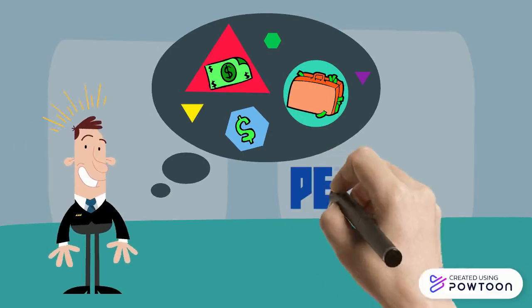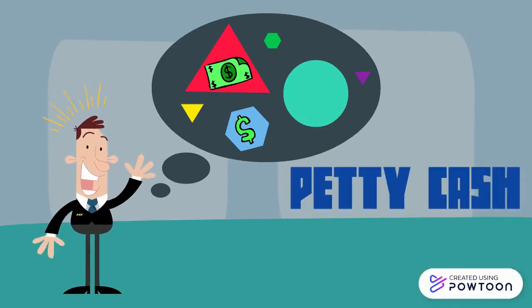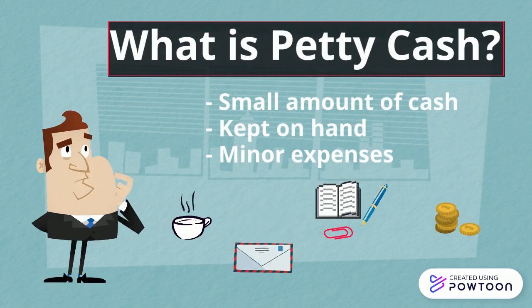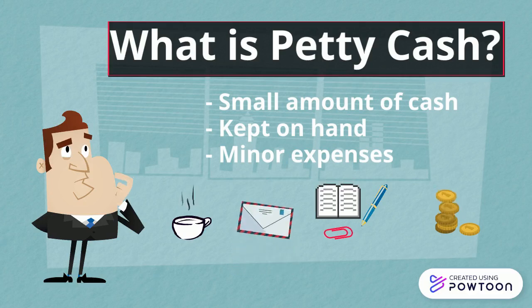Today I will be talking about internal controls of petty cash. What is petty cash? Petty cash is a small amount of cash kept on hand for minor expenses. For instance, coffees and teas for meetings, postages for small mailing, and purchases for office supplies.